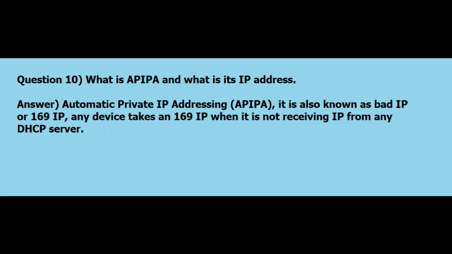Question 10. What is APIPA and what is its IP address? Answer. Automatic Private IP Addressing, APIPA. It is also known as bad IP or 169 IP. Any device takes a 169 IP when it is not receiving an IP from any DHCP server.